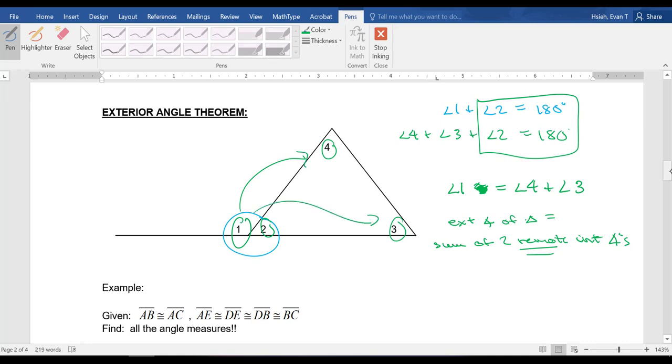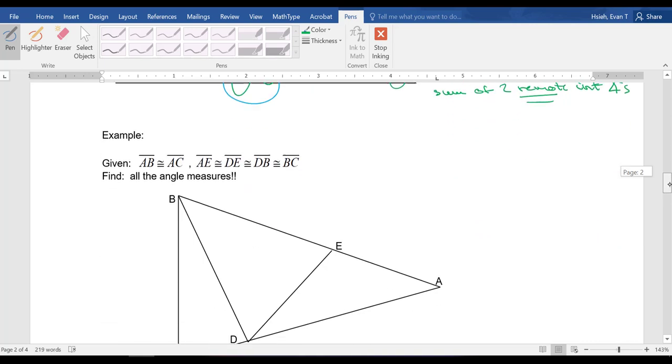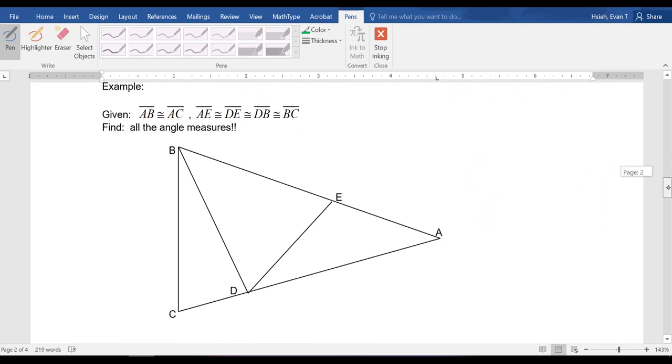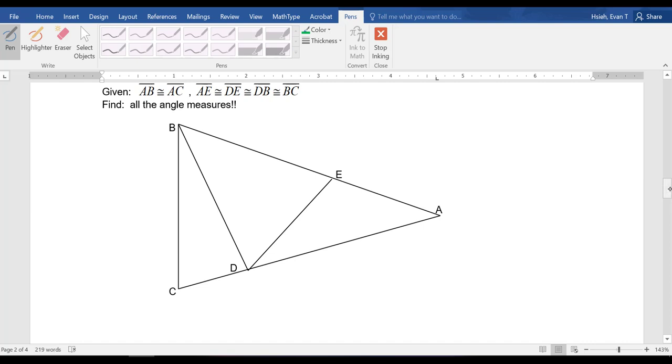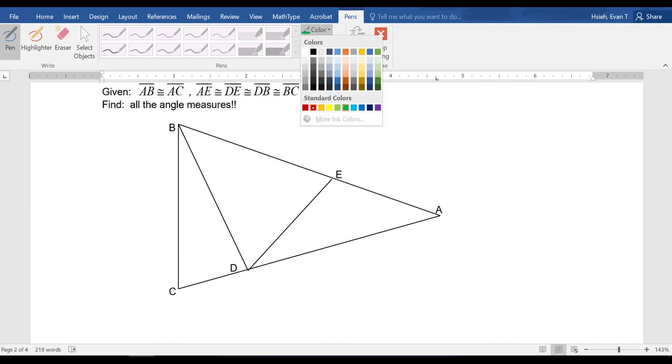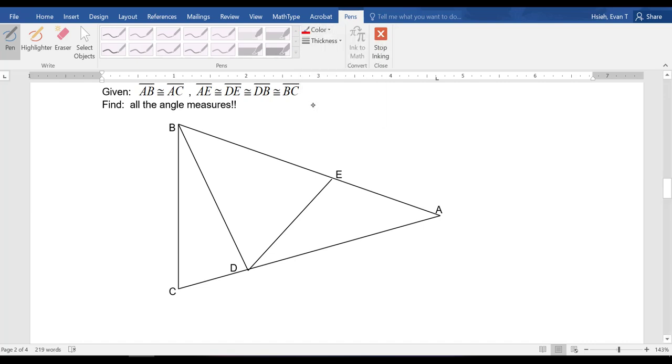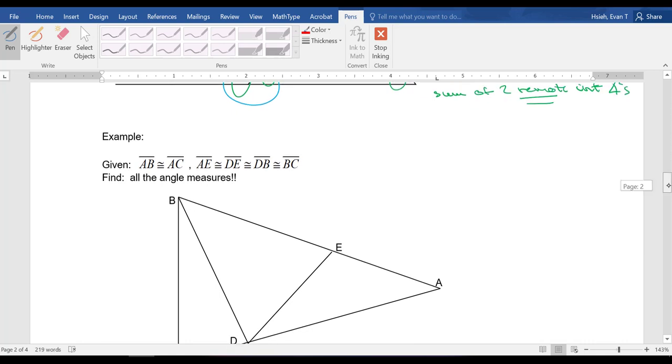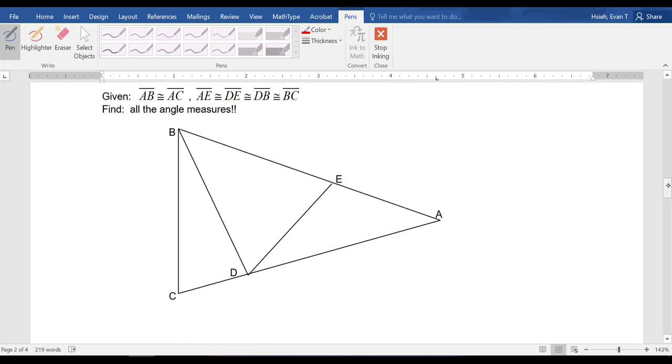So we're going to move on to this next problem. We need to use the exterior angle theorem for this problem. Usually what we do in class is we will spend probably 20 minutes doing this problem. So I'm going to introduce it, and I'm going to ask you to pause the video and take some time and try to figure this problem out.